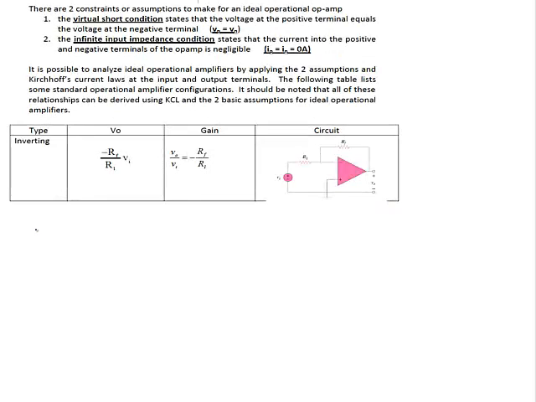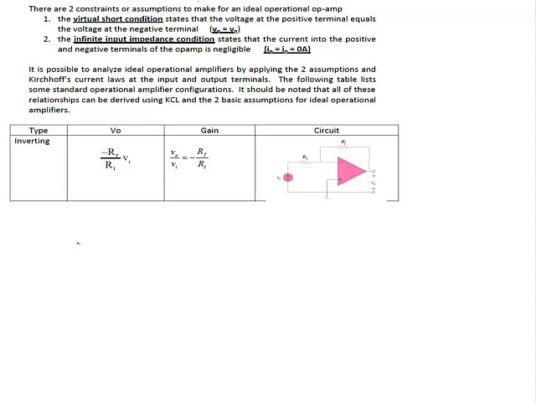Okay, let's look at how we use these ideal assumptions to find the gain for an inverting amplifier. This first op-amp is called an inverting amplifier because the input voltage is tied to the negative terminal and the output actually has a negative gain. The gain is the ratio of the output over the input of the op-amp, and it inverts, which means that if you put in a positive number, you get out a negative number. If you put in a negative number, you get out a positive number.